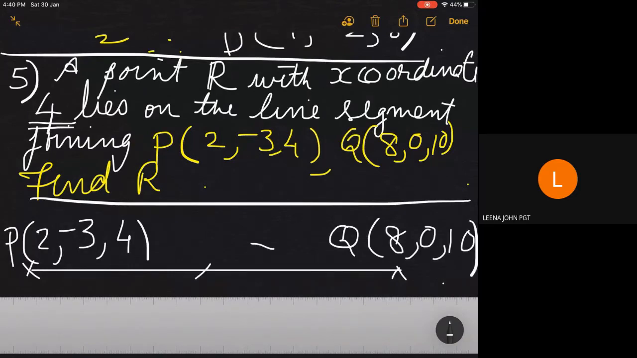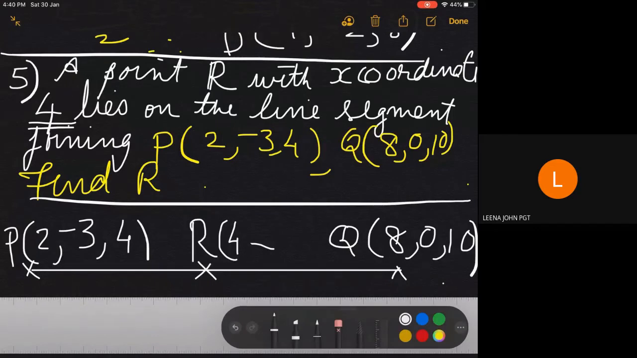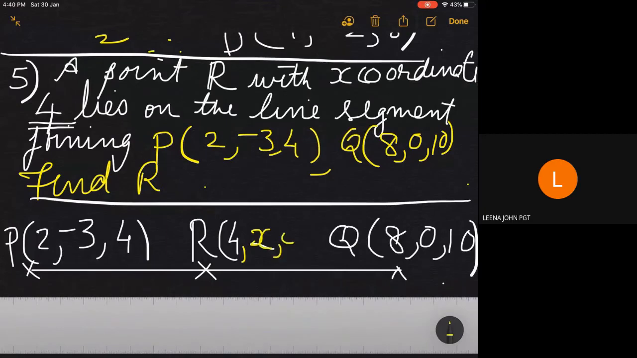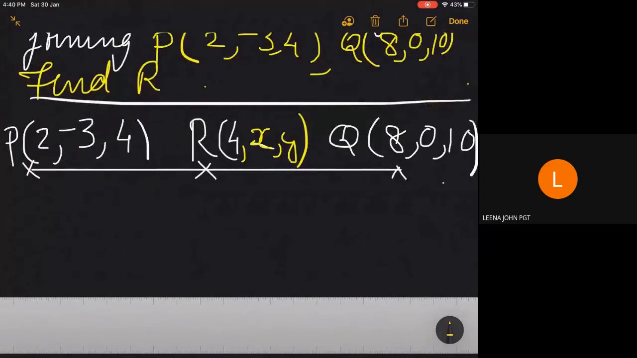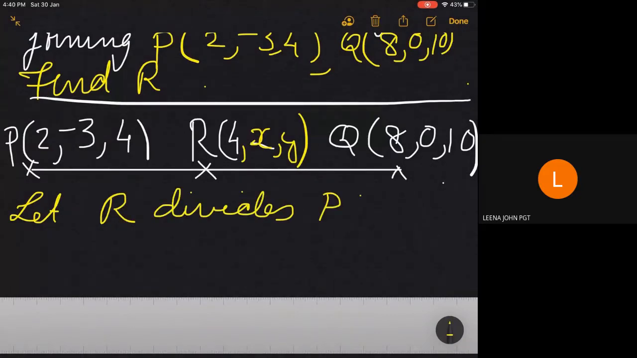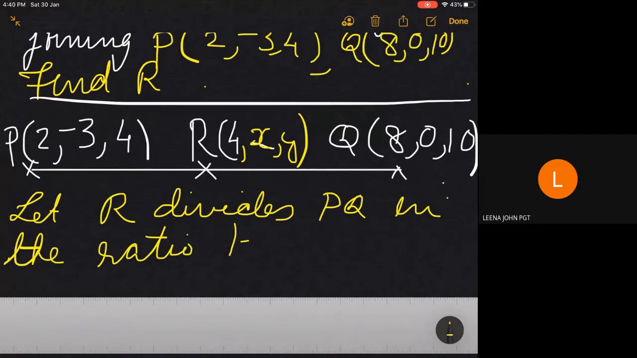It is also given that R is a point with x coordinate 4. We do not know the other coordinates, so let us assume that they are y and z. Now, this question will be easy if you take the section formula. So let R divide PQ in the ratio k is to 1, so that we can write PR is to QR is k is to 1.